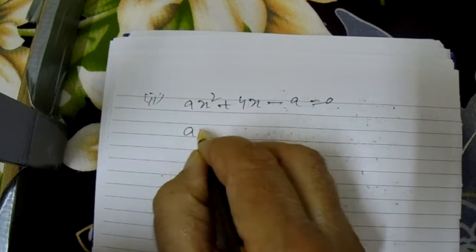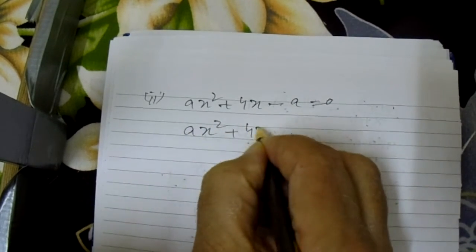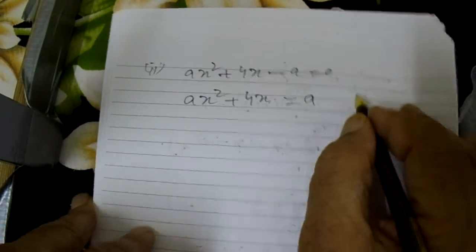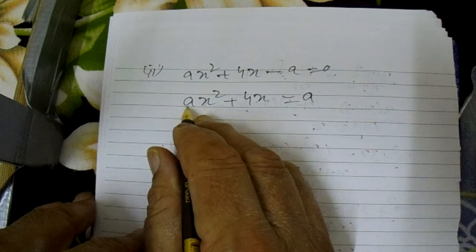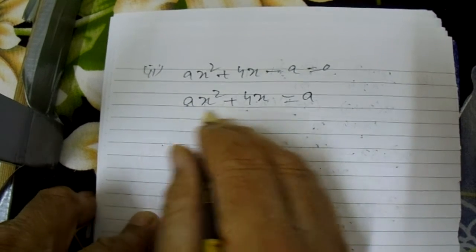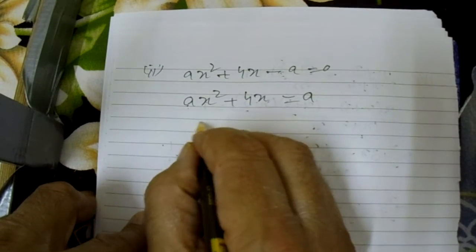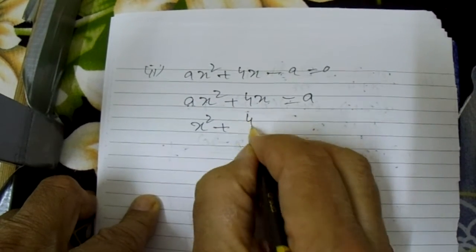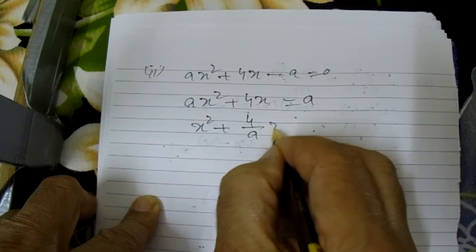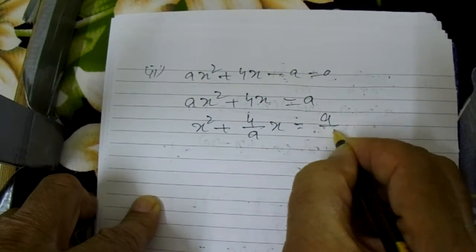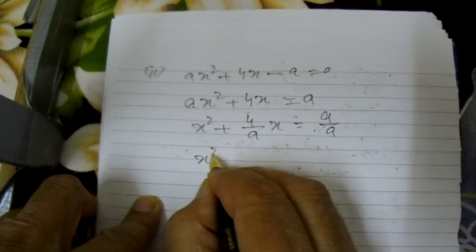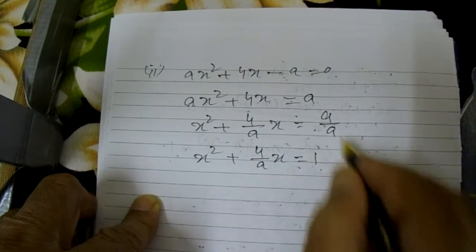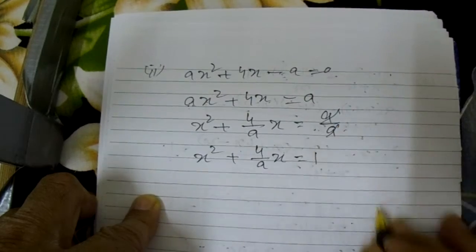Right here, ax square, first step: 4x is equal to a. Now this a will go on the right side. Here the coefficient of x square is a, so we divide the whole equation by a. We write only x square because a cancels a, plus 4 over a x is equal to a over a. Again, x square plus 4 over a x is equal to 1, because a divided by a is equal to 1.